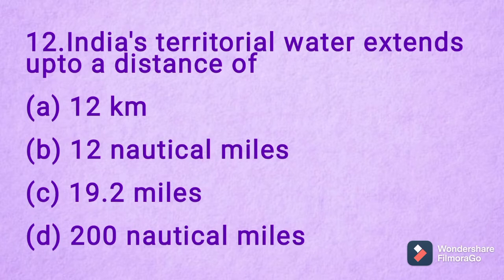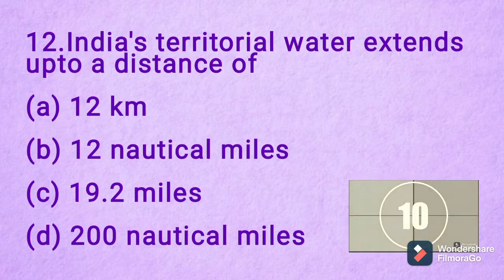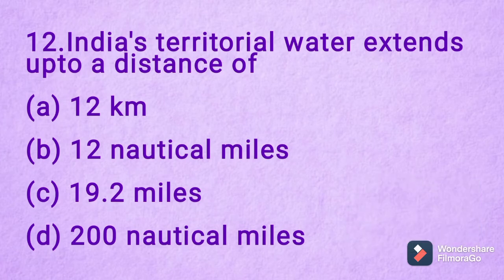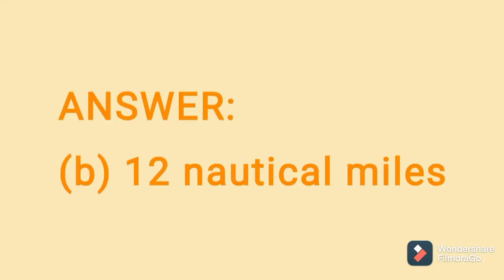12th question. India's territorial water extends up to a distance of option A 12 kilometers, option B 12 nautical miles, option C 19.2 miles, option D 200 nautical miles. And the answer is option B 12 nautical miles.